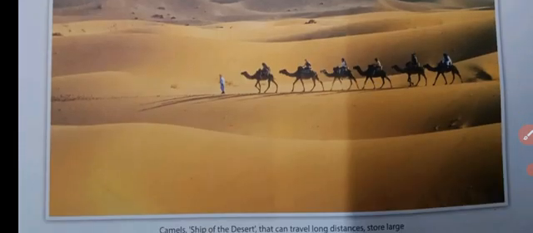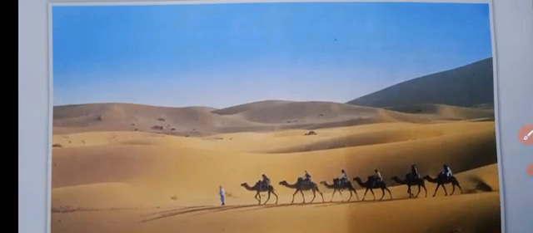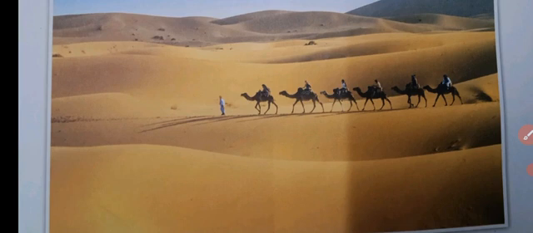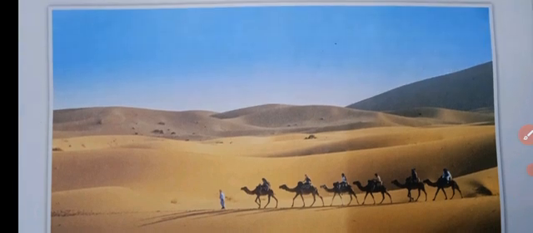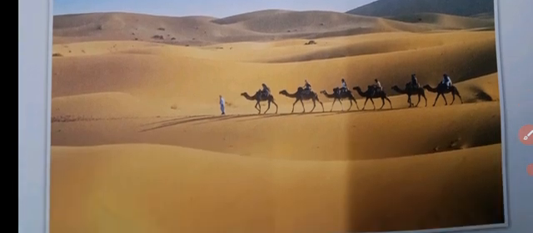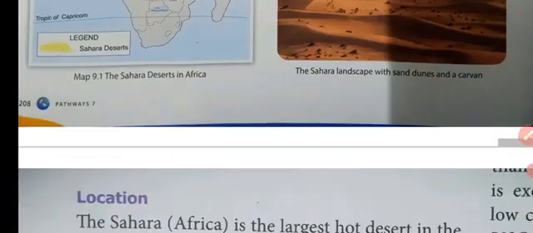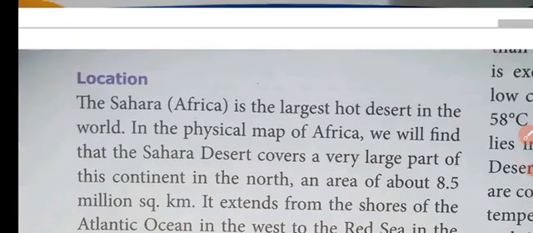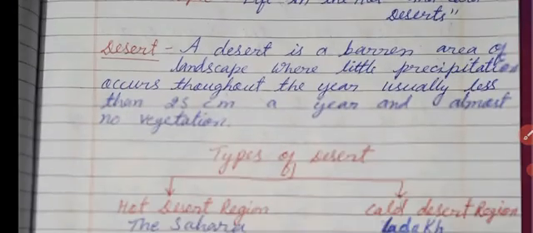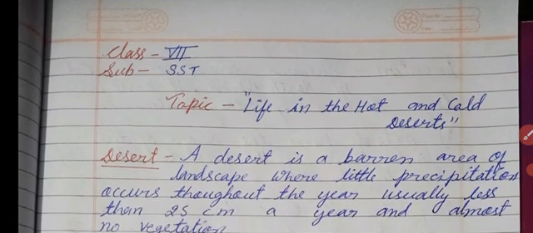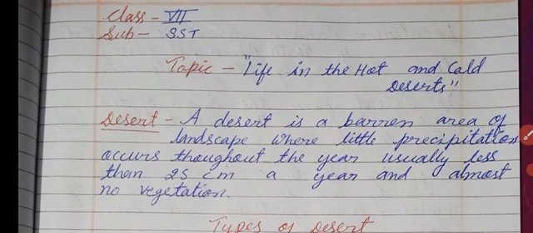Dear student, this is the picture of a desert. As you know, there is no vegetation, only sand, and the people have to face a difficult life. How they travel here, the first things are given, you can see in your book also, and here I have made a PDF of the chapter. First, that is life in hot and cold desert.